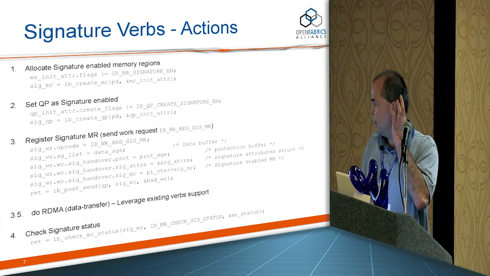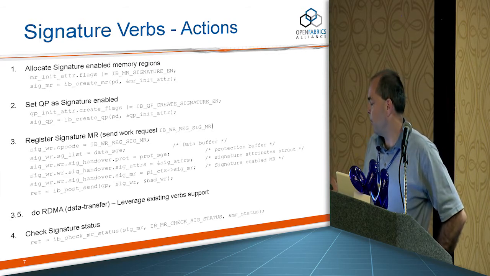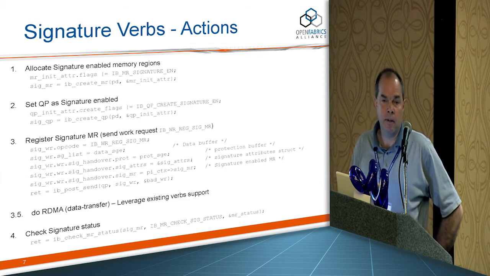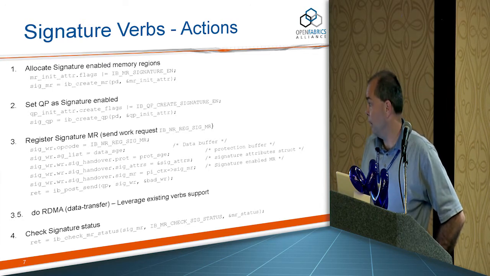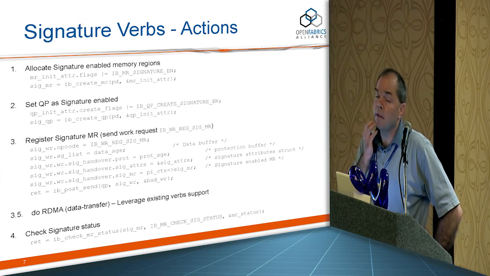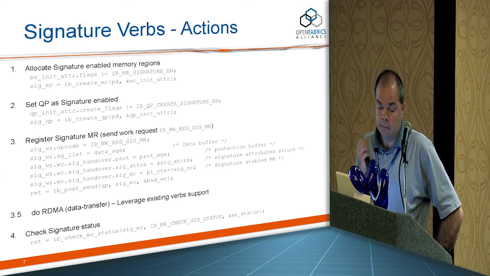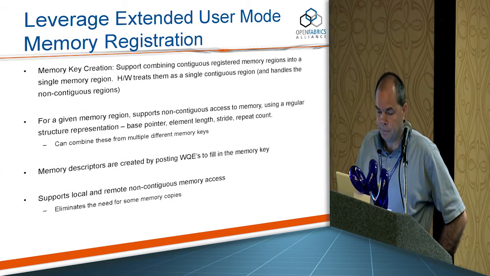a signature enabled memory key, which then can be used in any of the operations that use memory keys. So send, receive, RDMA write, RDMA read, and the like. Once the operation is complete, there's a check. You do a check to see if there was an error or not. So there's a fourth verb added for that check.